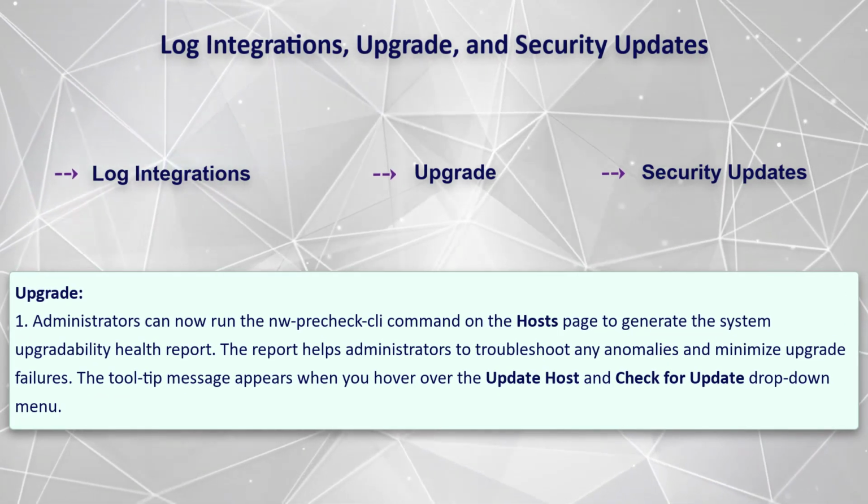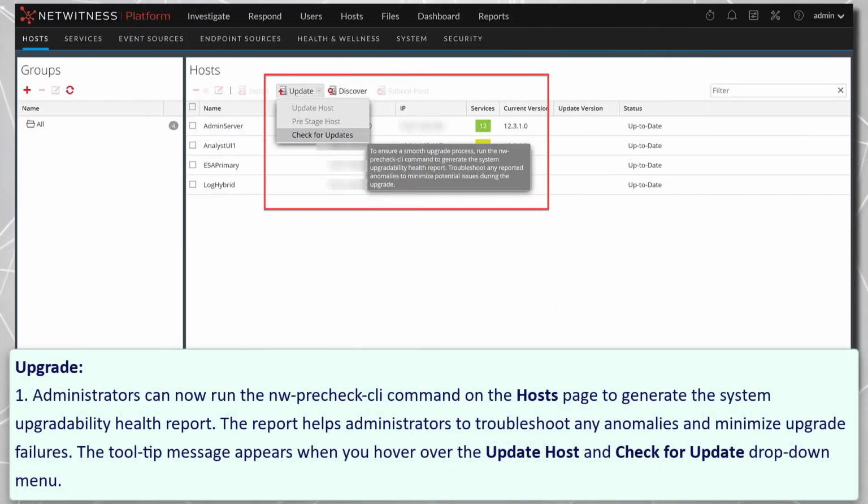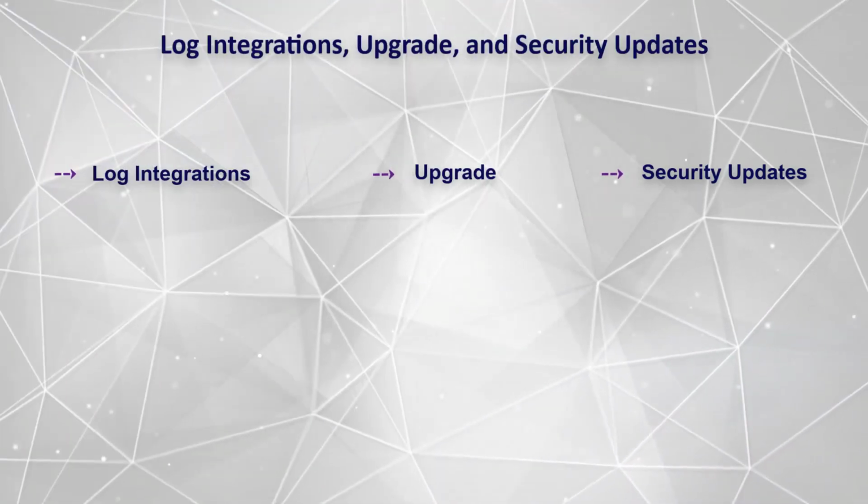Upgrade. Administrators can now run the NW precheck CLI command on the hosts page to generate the System Upgradability Health Report. The report helps administrators to troubleshoot any anomalies and minimize upgrade failures. The tooltip message appears when you hover over the update host and check for Update drop-down menu.